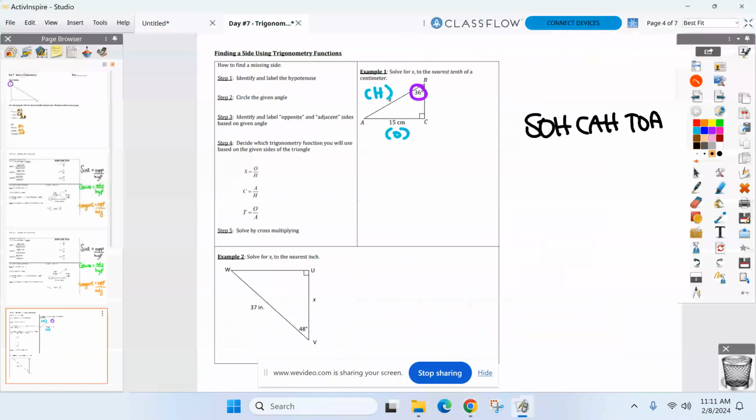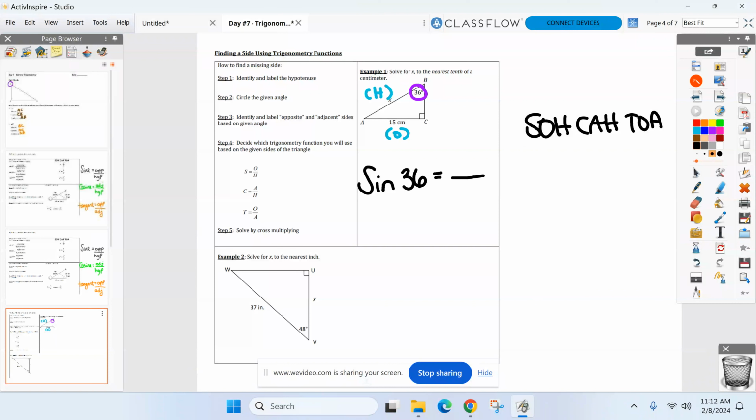All right, now it's setting up the equation. If I'm going to use sine, you abbreviate it. Here we go. S-I-N, the sine of the angle that you're using. What angle are we using? 36. So the sine of 36 is equal to the ratio?